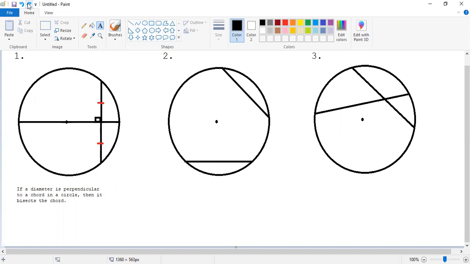And it just kind of does make sense, right? It makes sense that these two would be the same because this is going through it perpendicularly. So what that means is if that is 6 inches, then the other one would also measure 6 inches.